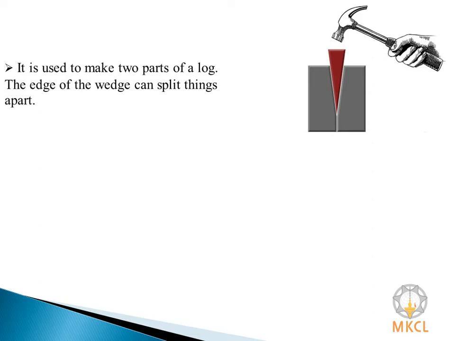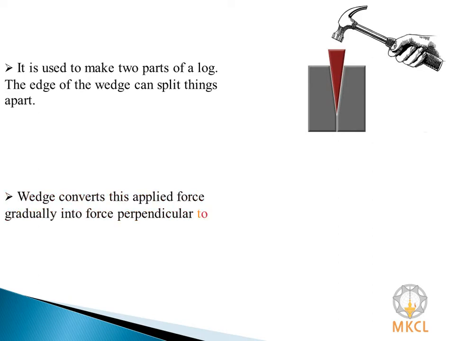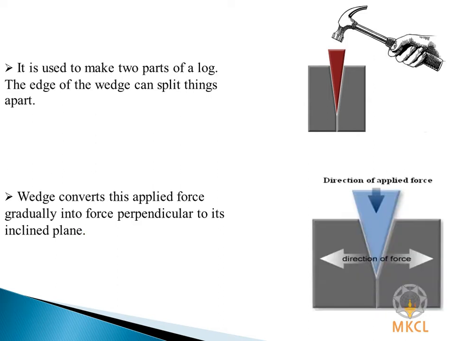A hammer is used to apply force on a flat surface of the wedge. The wedge converts this applied force gradually into force perpendicular to its inclined plane. We can see the same thing in a second figure, where the blue arrow shows the direction of applied force, whereas white arrows show the direction of the force applied on a block due to the inclined plane. These two forces are perpendicular to each other. That's why the wedge converts the applied force gradually into force perpendicular to its inclined plane.